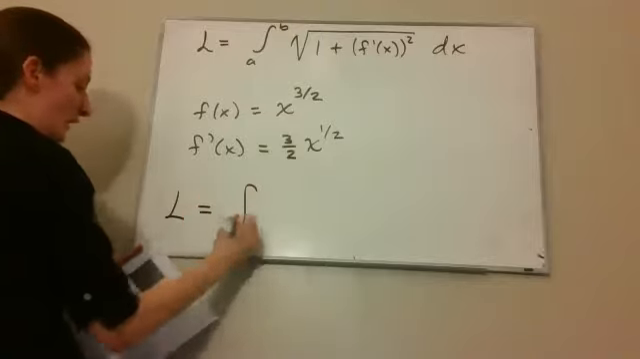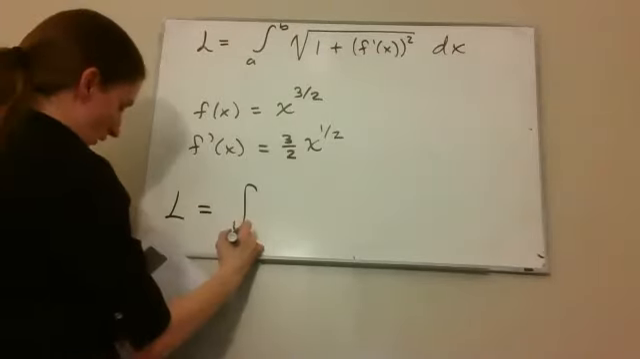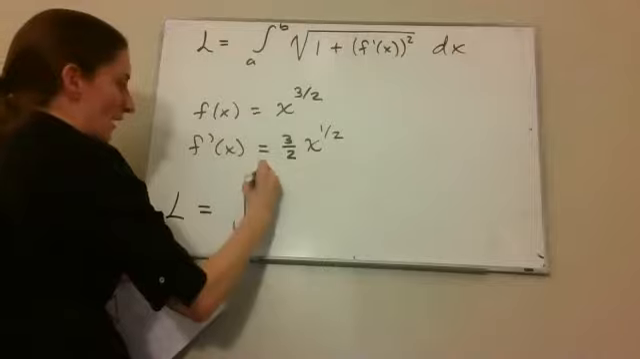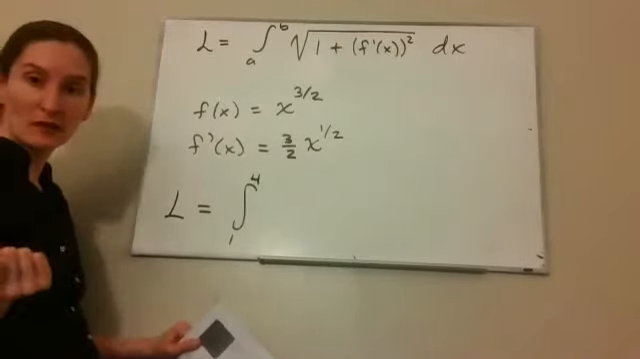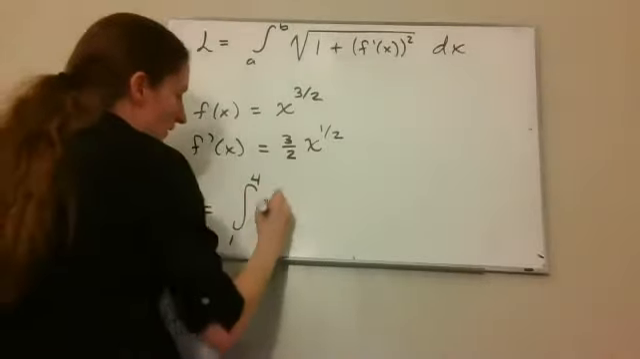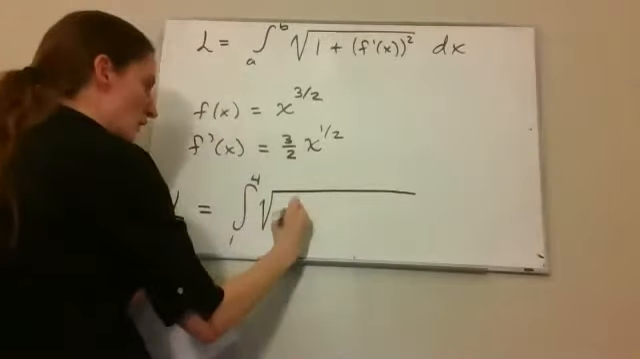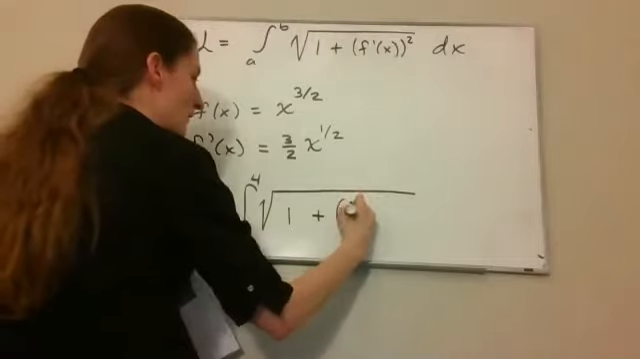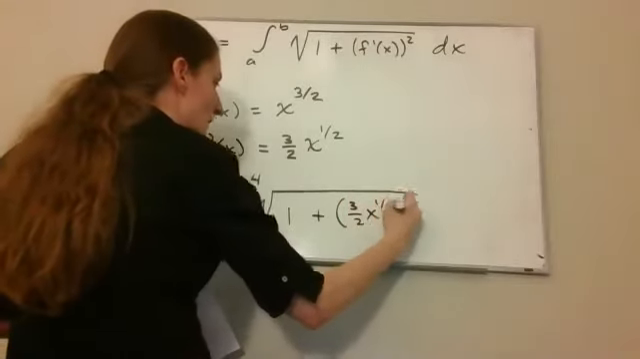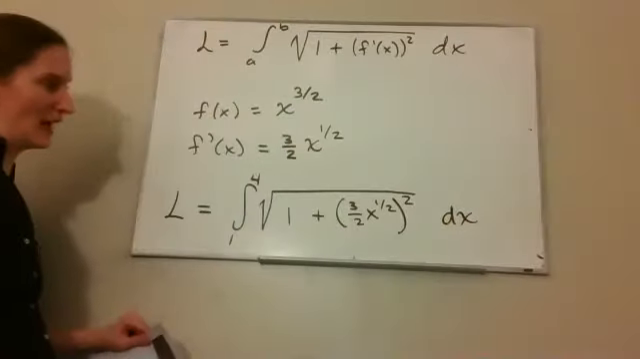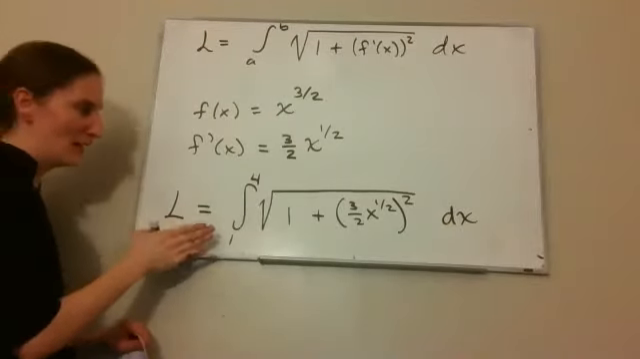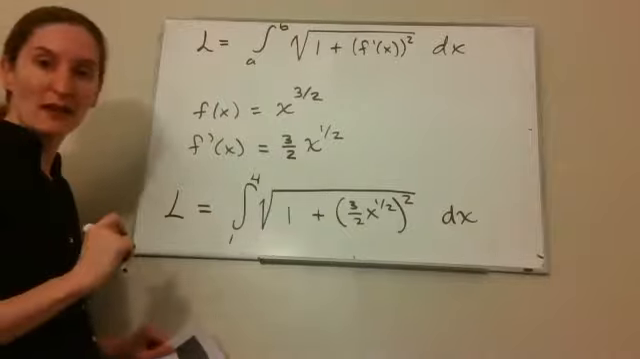My length is equal to the integral from 1 to 4. I got those values because they were the x coordinates of the points I was concerned about. The square root of 1 plus the derivative of my function squared with respect to x. So if I calculate this integral here, I'll get the length of that curve.